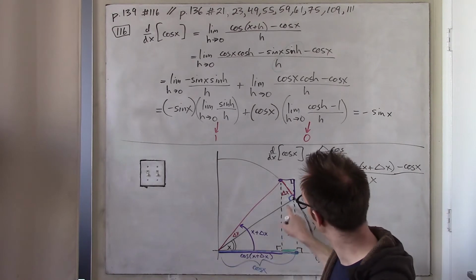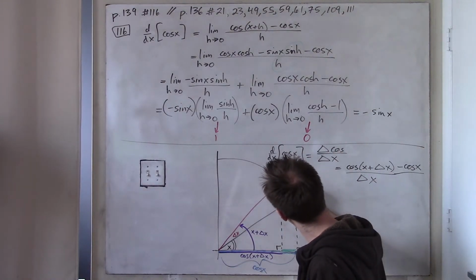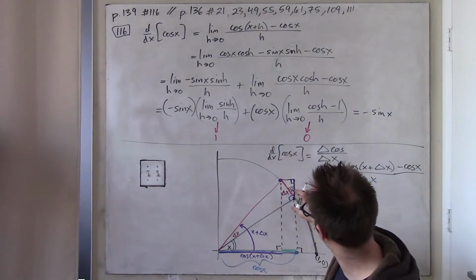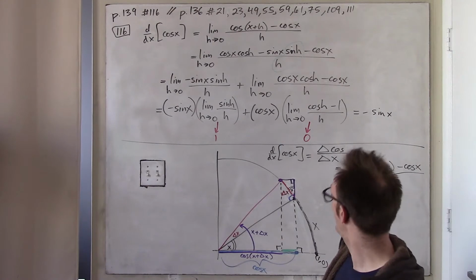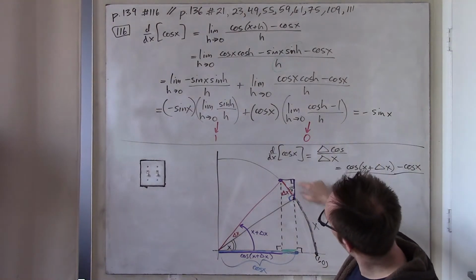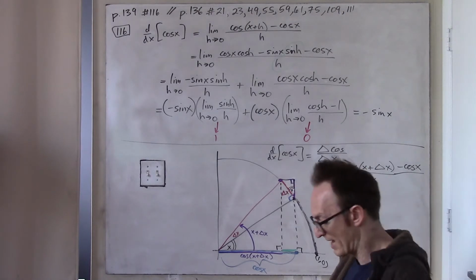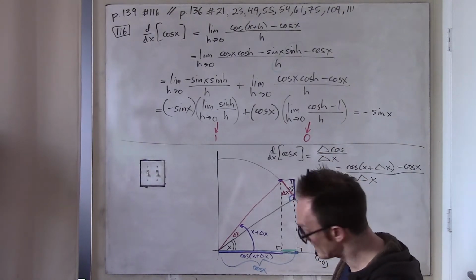So this is x. This is the complement of x. Therefore, this is back to being x again, because these three angles have to add up to 180. So, okay, if that's true, then what I have here is this little triangle with two purple legs and one red hypotenuse. The hypotenuse of the triangle is delta x.